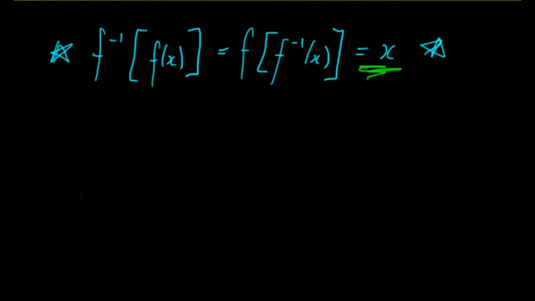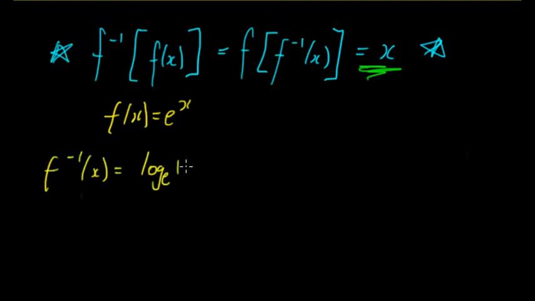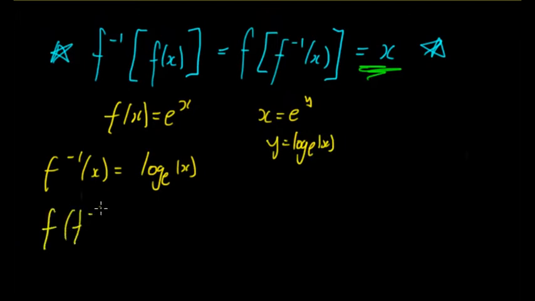We'll take a function f(x) equal to e^x. Then its inverse is equal to log_e(x). We found that by going x = e^y, and then y = log_e(x). So you have these two. Finding f of f^-1(x), this is equal to e^(log_e x). Now the log_e and the e cancel and we get x.